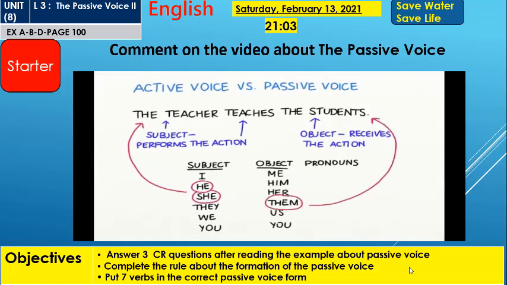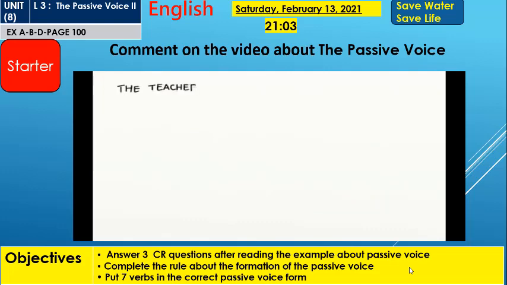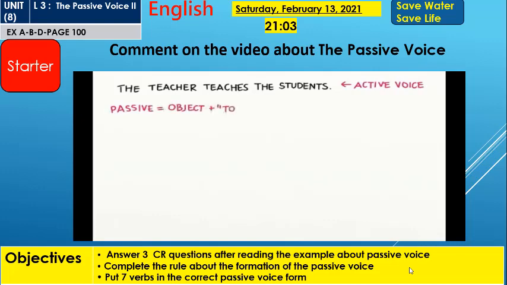The teacher teaches the students is an active sentence because the subject comes before the verb and the object. To change this to passive, we would put the object first, plus a form of to be, plus the past participle of the verb, plus by, plus the subject. The subject is optional in passive voice.